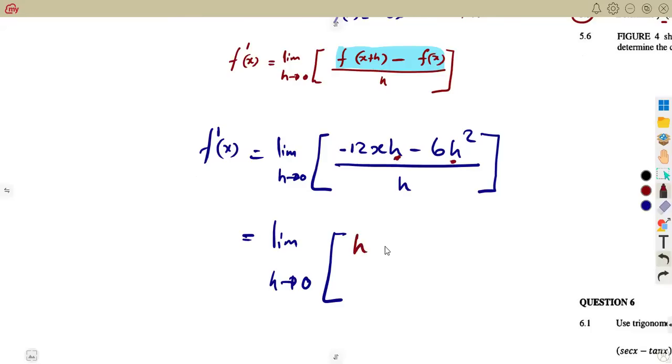Factor it out. What are you going to have? Minus 12x. So you're going to have minus 12x. The h and the h was going to cancel.